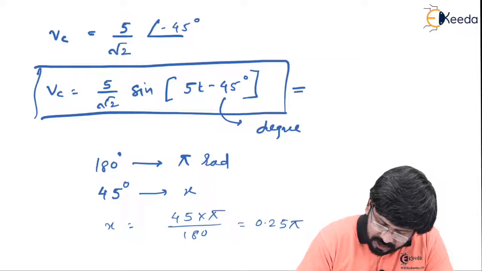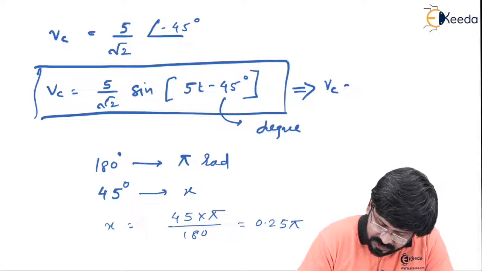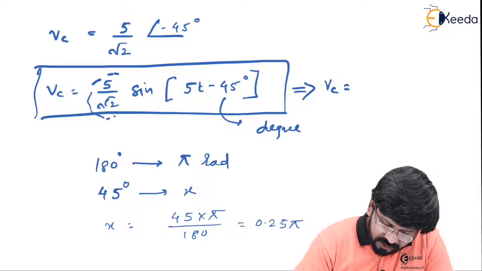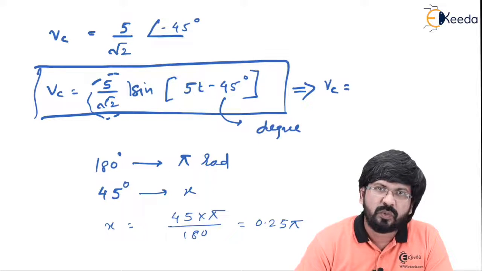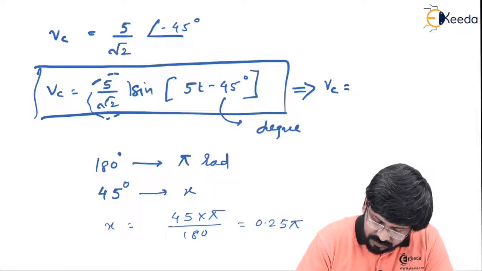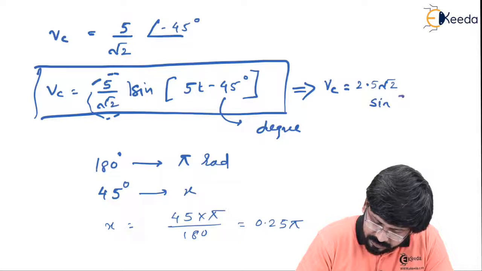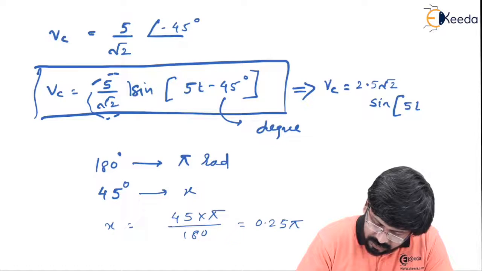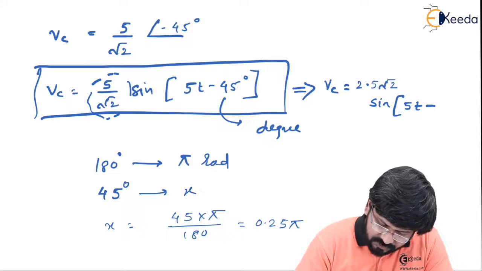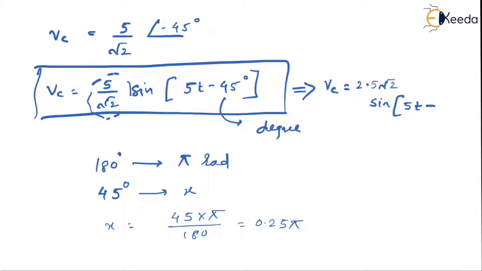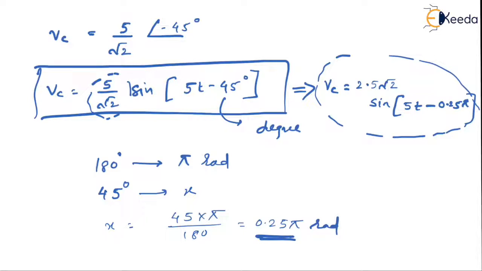It means now I can replace VC as I said earlier, phi by root 2 is equivalent to 2.5 root 2. Then it is sine of 5t minus, because we had minus sign here, 45 degree now should be replaced with 0.25 pi radian. So this is our final answer now.